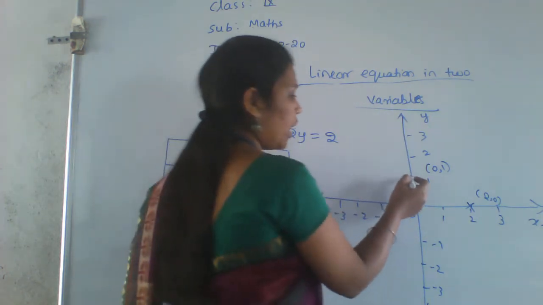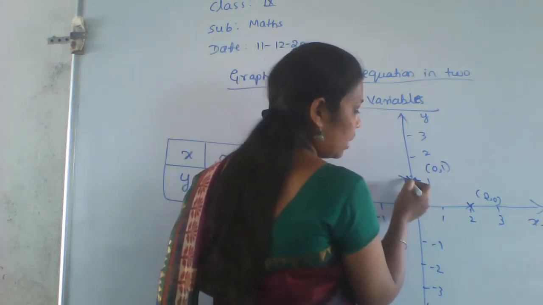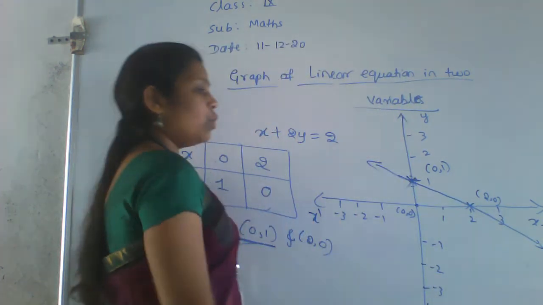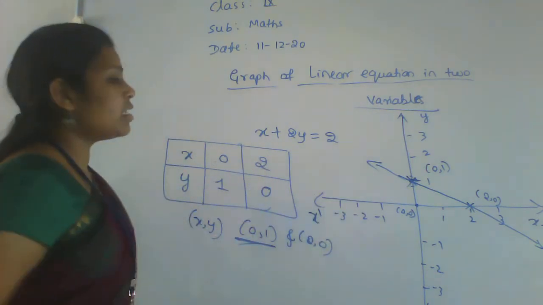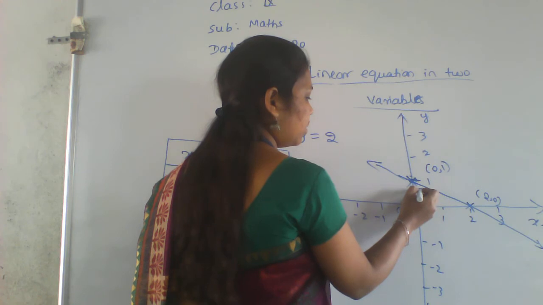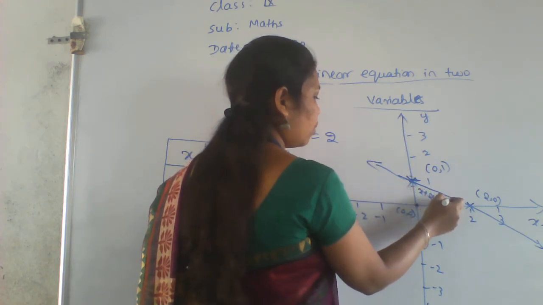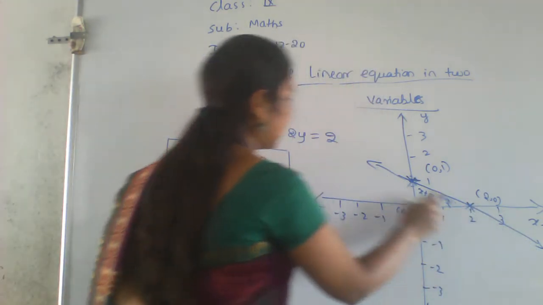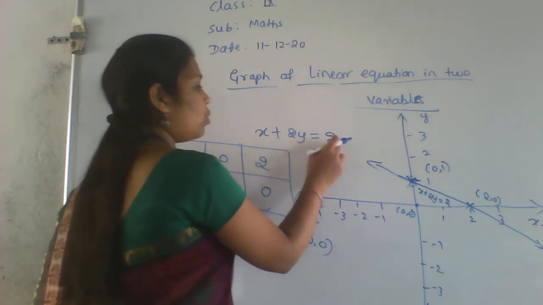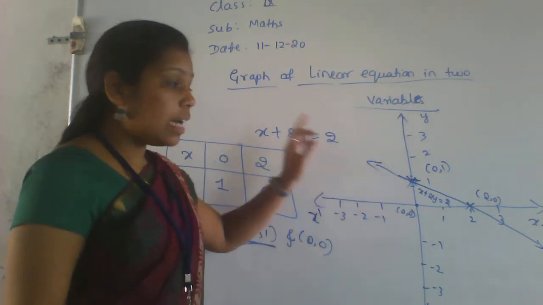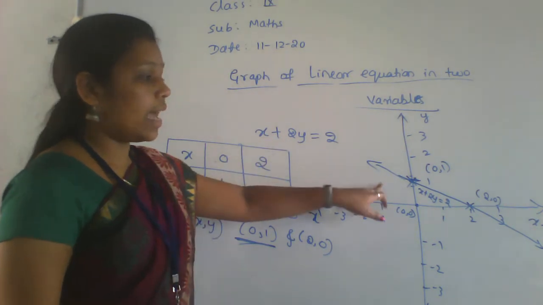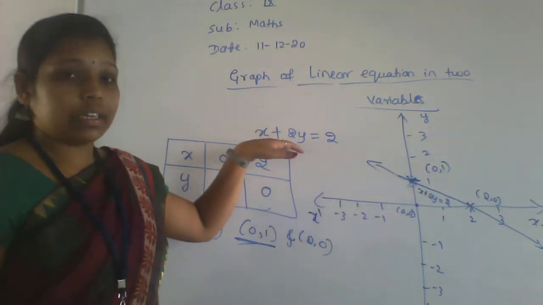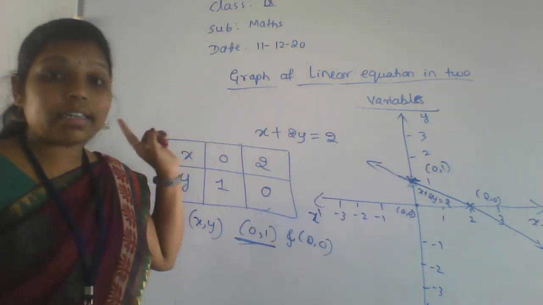Now using a scale, join these 2 points. See. Okay. So this one line is which line? x plus 2y. How to write this here? x plus 2y is equal to 2. This line indicates the equation x plus 2y is equal to 2. This line is representing this equation.